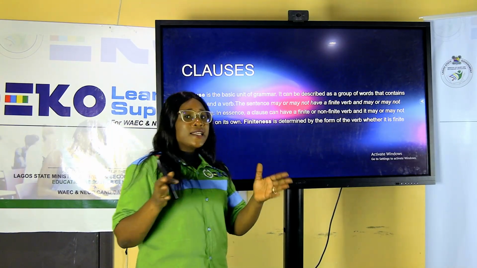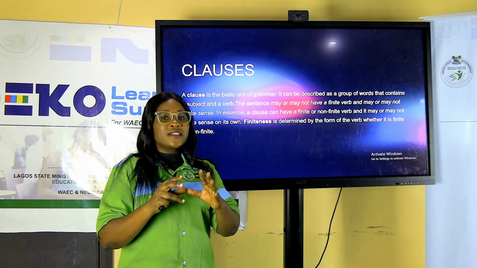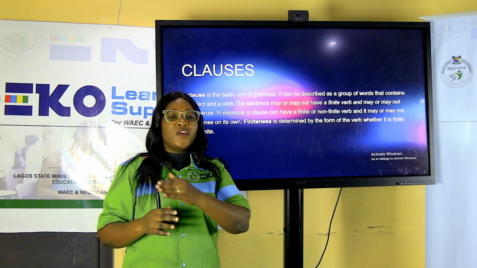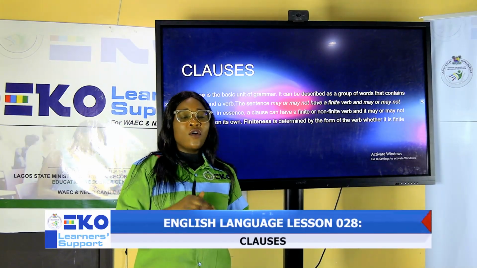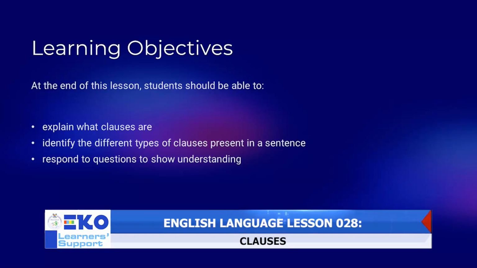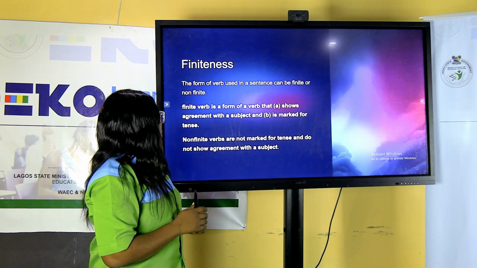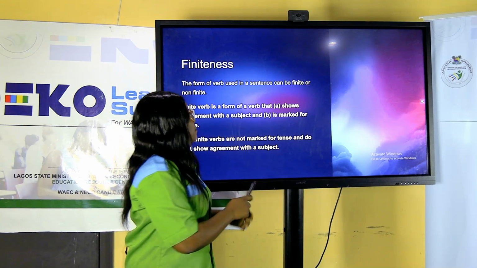Finiteness in sentence structures or in clauses is determined by the form of verb, whether it is finite or non-finite. So when we talk about finiteness, it focuses on whether the verb in a structure is finite or non-finite. So again, you should be able to explain what clauses are, identify the different types of clauses present in a sentence, and respond to questions to show your understanding. Finiteness. The form of verb used in a sentence can be what?